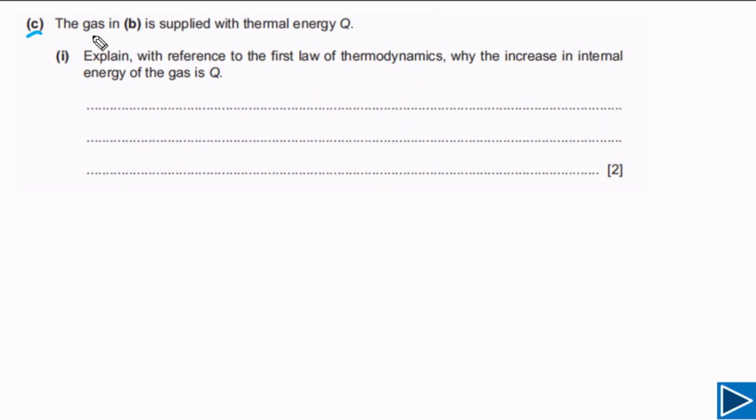For part C, it is given to us the gas in B is supplied with thermal energy Q. We need to explain with reference to first law of thermodynamics why the increase in internal energy of the gas is equal to Q.